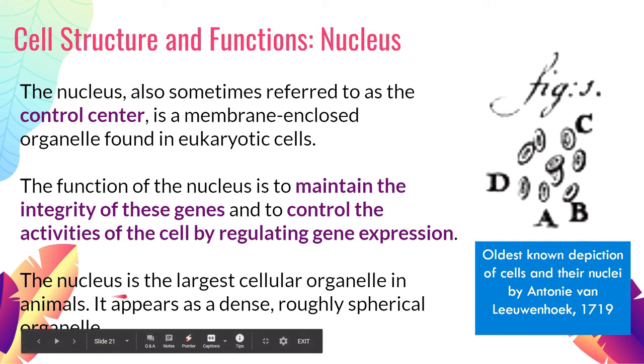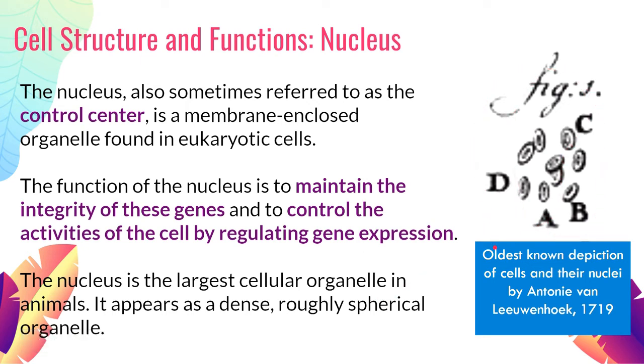Like what I've mentioned, the nucleus is usually the largest organelle, and it is mostly darkly stained and is dense and roughly spherical in shape. So this is the oldest known depiction of cells and their nuclei by Anton von Leeuwenhoek. But if you look at it closely, this could possibly resemble red blood cells with their structure. However, please note that red blood cells are actually enucleated cells. They do not have a nucleus. So maybe this was their first illustration by Leeuwenhoek.